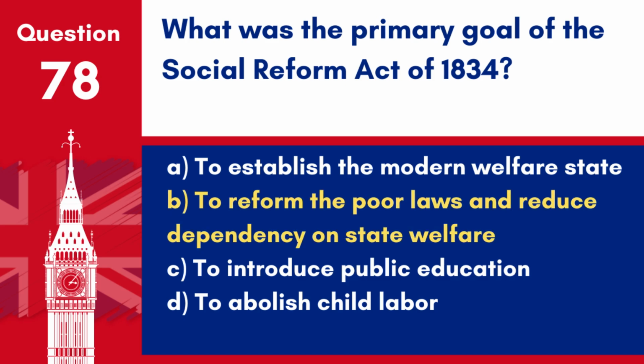Answer: B. To reform the poor laws and reduce dependency on state welfare. The Social Reform Act of 1834 aimed to reform the poor laws by centralising and reducing the cost of poor relief and reducing dependency on state welfare.